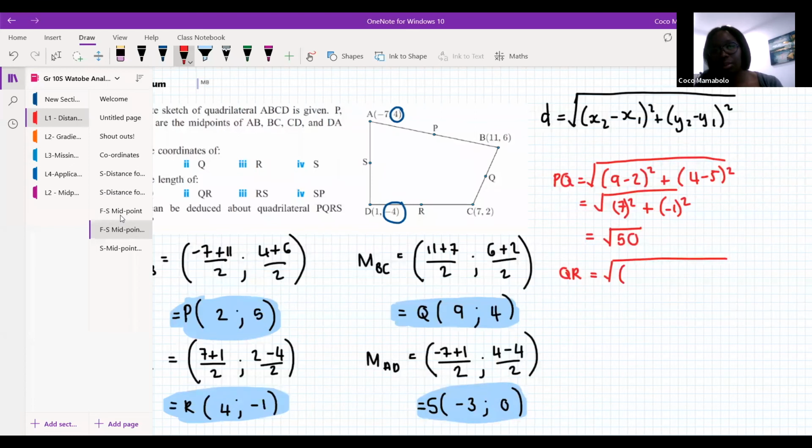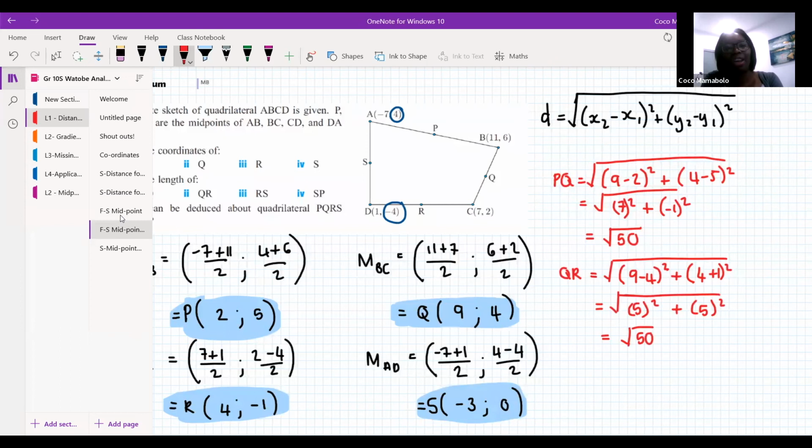QR is going to be the square root of (9 minus 4) squared plus (4 minus -1) squared, which is 4 plus 1 squared, which is equal to the square root of 5 squared plus 5 squared. That's 25 plus 25, the square root of 50, which is 5 square root 2. If you're getting 5 root 2, okay, that's correct.